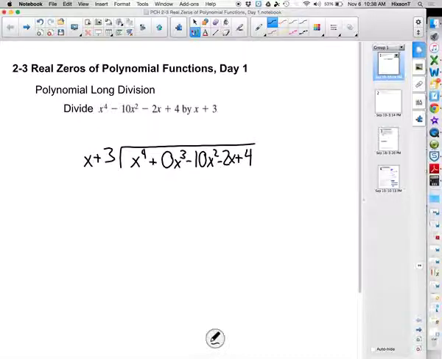Now, when you're dividing, the only thing that you really have to look at when you're figuring out what to divide is the first term here and the first term here. The rest of it will just kind of take care of itself as you work through the process. Okay? So, what is x to the fourth divided by x? It's x to the third. So, in order to keep my powers of x aligned, I'm going to put that x to the third right here.